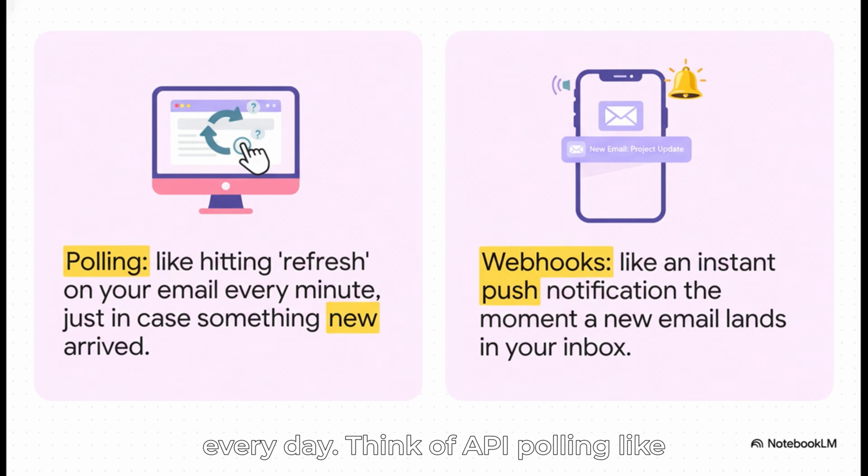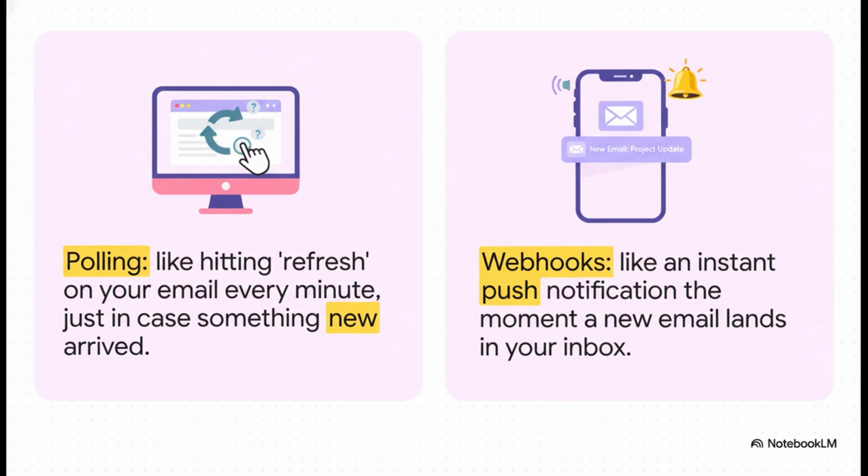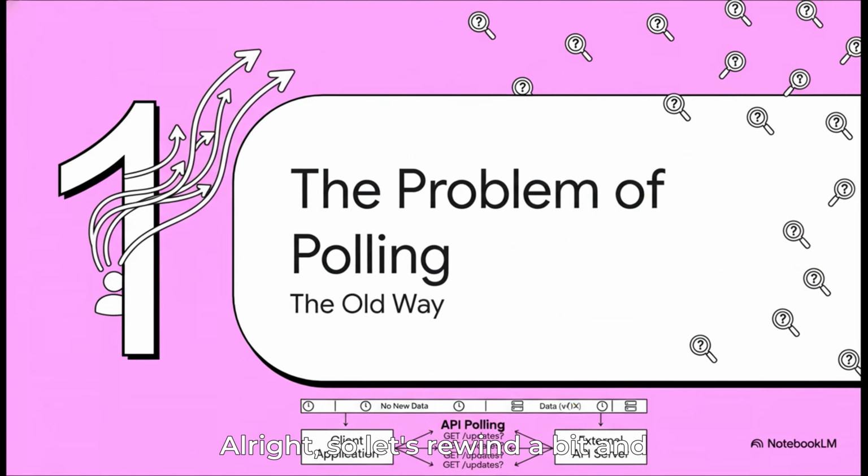Okay, the easiest way to wrap your head around this is with a simple analogy you already live with every day. Think of API polling like you're compulsively hitting refresh on your email inbox. You're constantly asking, anything new yet? How about now? Now? A webhook, on the other hand, is just like a push notification on your phone. The second an email arrives, your phone buzzes. The server tells you something happened. You don't have to ask. It's a poll versus a push.